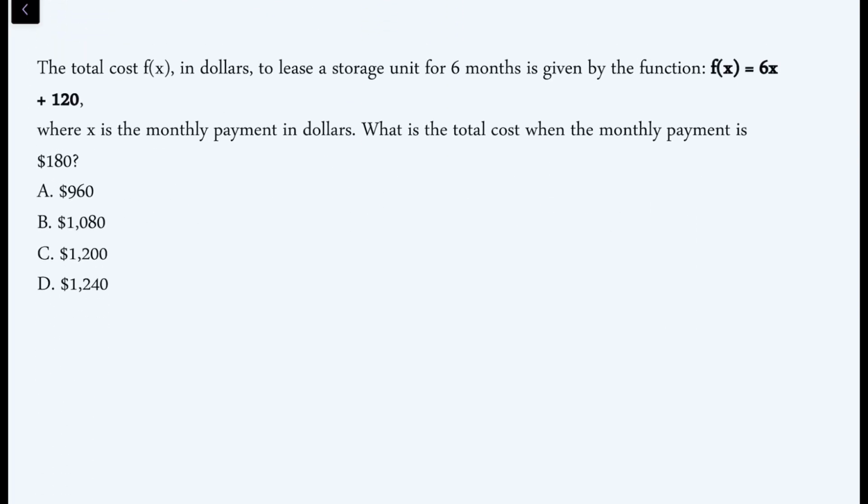The total cost f of x in dollars to lease a storage unit for 6 months is given by the function f of x is equal to 6x plus 120, where x is the monthly payment in dollars. What is the total cost when the monthly payment is $180? Again, this is exactly the same as before, so take a second to solve it on your own.